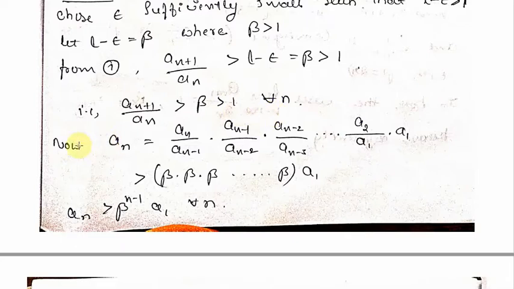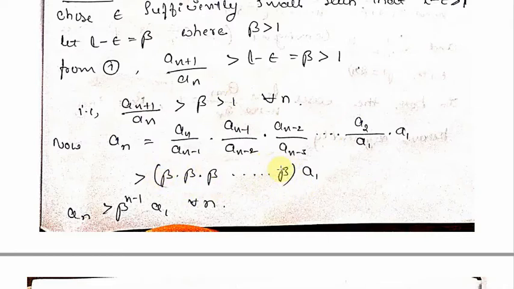Now again, we have written a_n in the form a_n divided by a_{n-1} into a_{n-1} divided by a_{n-2} into etc. into a_2 divided by a_1 into a_1. By this, a_{n+1} divided by a_n is greater than beta for all the values of n. So, a_n by a_{n-1} is greater than beta, a_{n-1} by a_{n-2} is greater than beta, etc., a_2 by a_1 is greater than beta. So, this RHS is greater than beta into etc. into beta into a_1, and here we have n minus 1 times beta.